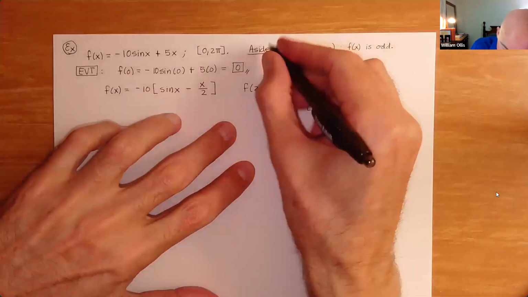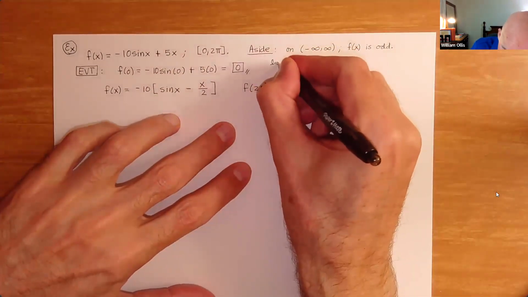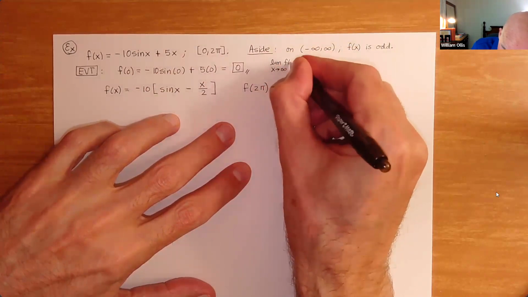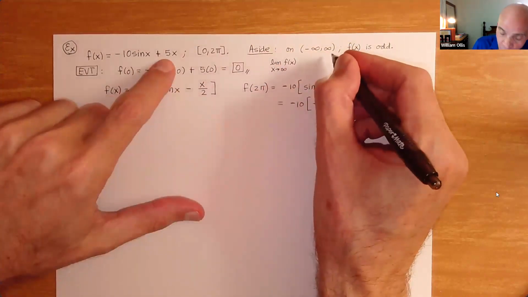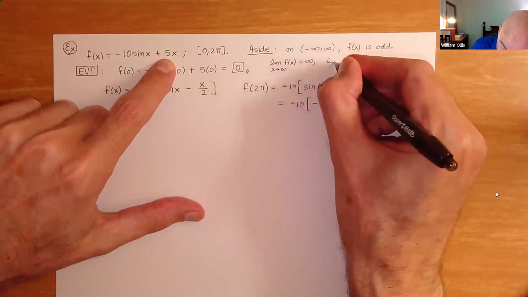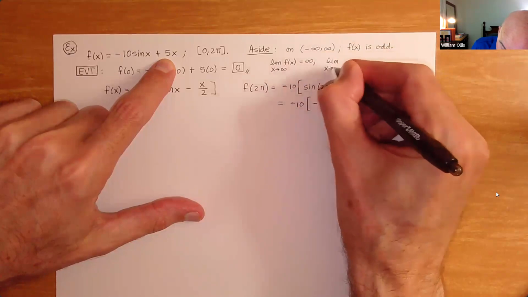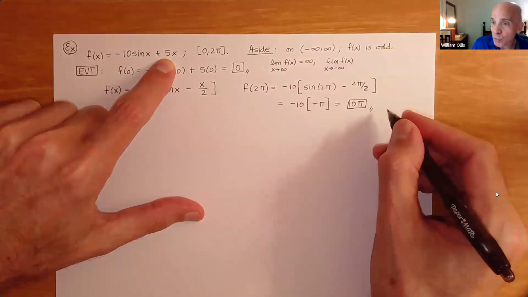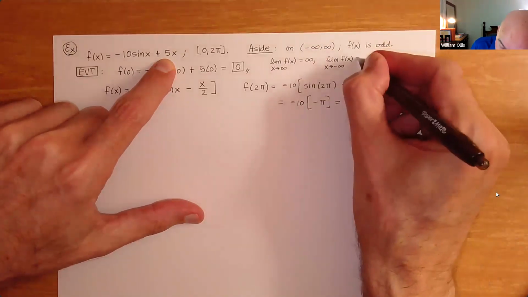And so as another aside, the limit as x approaches infinity of f of x, again, the 5x will dominate and we'll just get infinity. And then, of course, the limit as x approaches negative infinity of f of x, again, the 5x will dominate and we just get negative infinity.